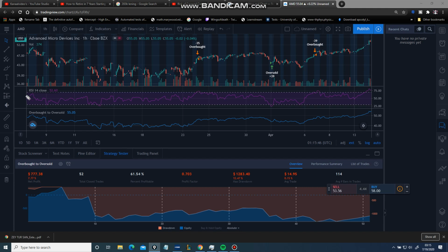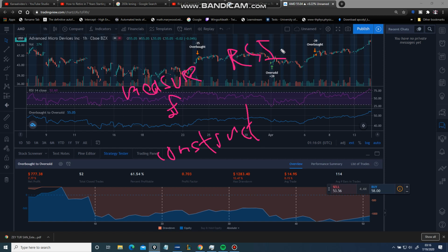So RSI is just one measure, right? It's a measure of a construct, right? Called the measure is RSI, or you could say RSI being above a certain threshold, right? And a construct is overbought, right? So this makes sense, right?